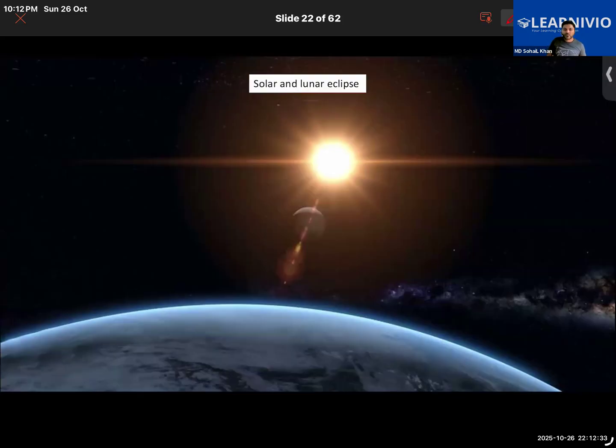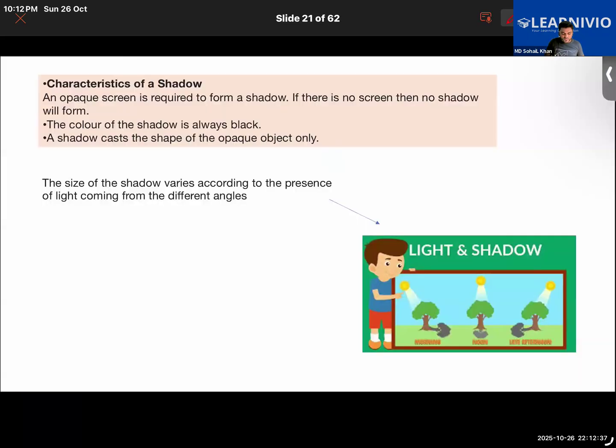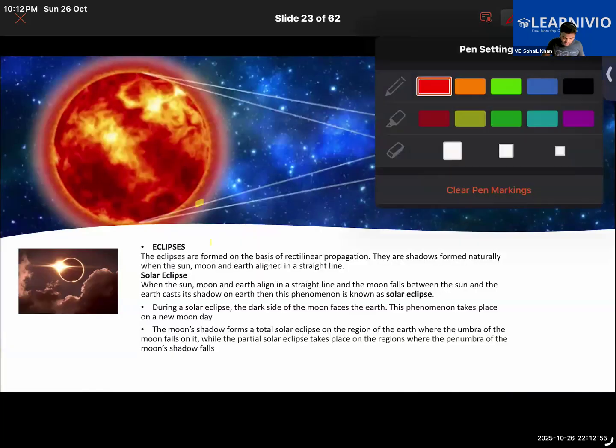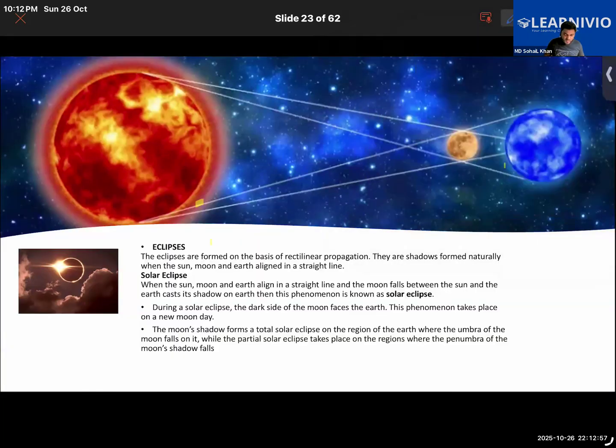These are some small scale examples of shadow formation, but we have some bigger examples: lunar eclipse and solar eclipse. So let's learn about how they are formed and what they are. Talking about eclipses, they are basically formed on the basis of rectilinear propagation.